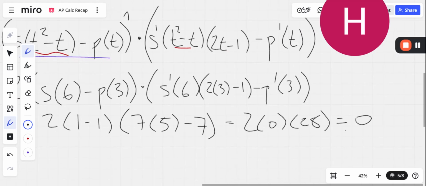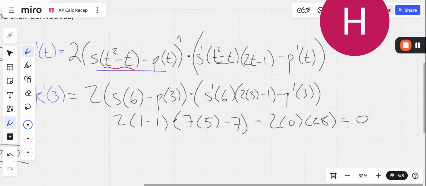So did I make you do all that work for nothing? Not for nothing. I had you do it so that you can get used to the chain rule again, and carefully using tables of values.